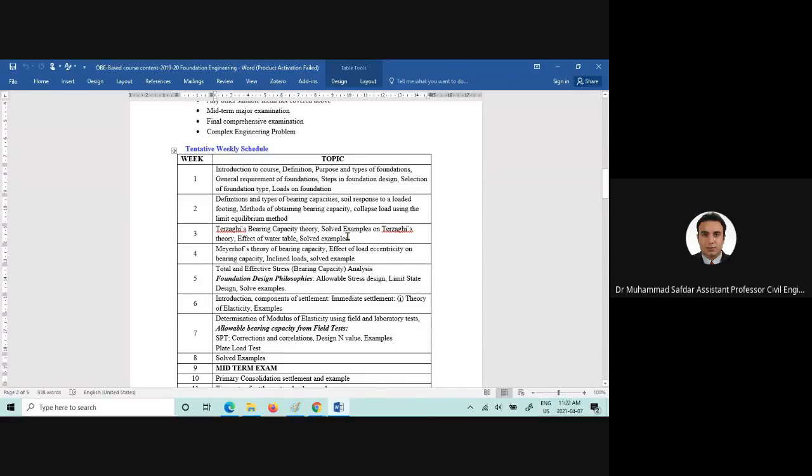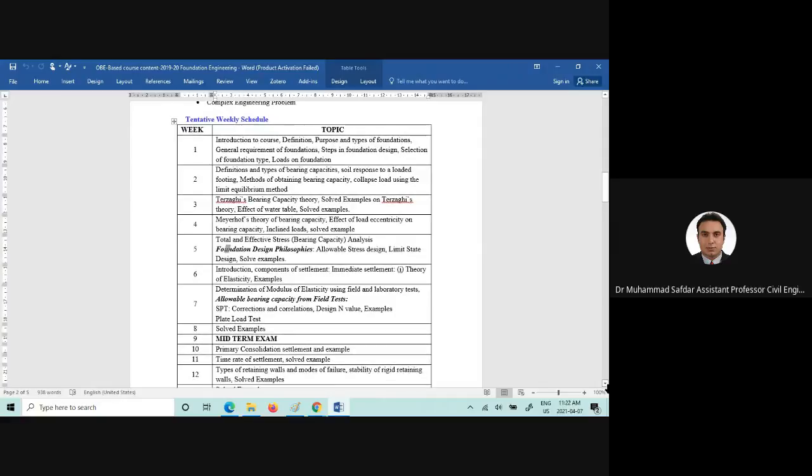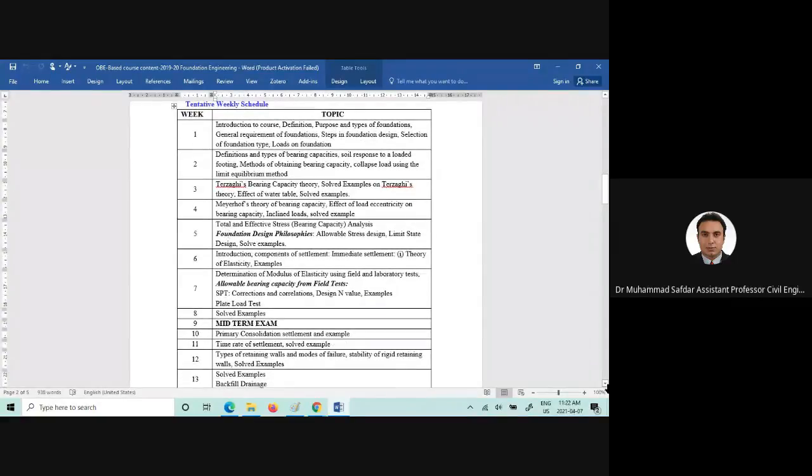Different effects, and then we will move towards another important lecture related to the shallow foundations, which is Meyerhof's theory of bearing capacity, that how we can use the shear strength parameters and how we can find out the bearing capacity using Meyerhof's theory of bearing capacity. Now, effect of load eccentricity on the bearing capacity, inclined loads, and a few examples will be solved on this theory as well. After discussing those two theories, we will move towards the different design philosophies, for example, allowable stress design, limit state design, and we will solve a few examples on these philosophies as well.